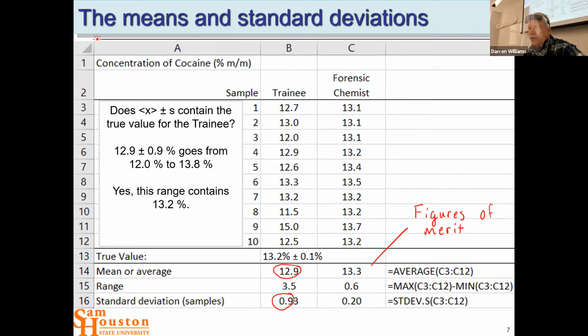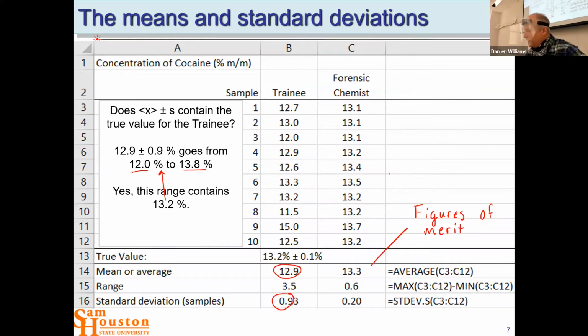And so if we look at this just plus or minus one standard deviation, it goes from 12 to 13.8, and 13.2 is in between those two numbers. Okay, so we can say that they're moderately accurate, right? That the true value is within their error bars, at least within one standard deviation, which is better than two standard deviations. So we would say that they're fairly accurate.